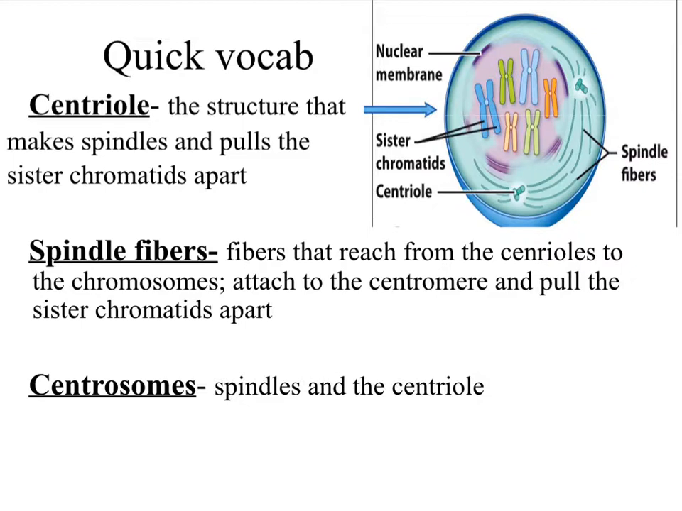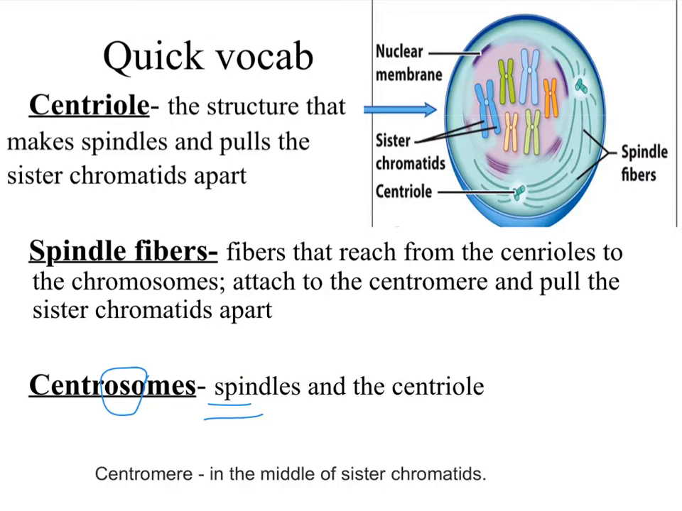So just a tip for keeping these two words separate in your heads. Centrosomes have an S, so they produce spindles. Centromeres have an M, and they're in the middle of chromatids.